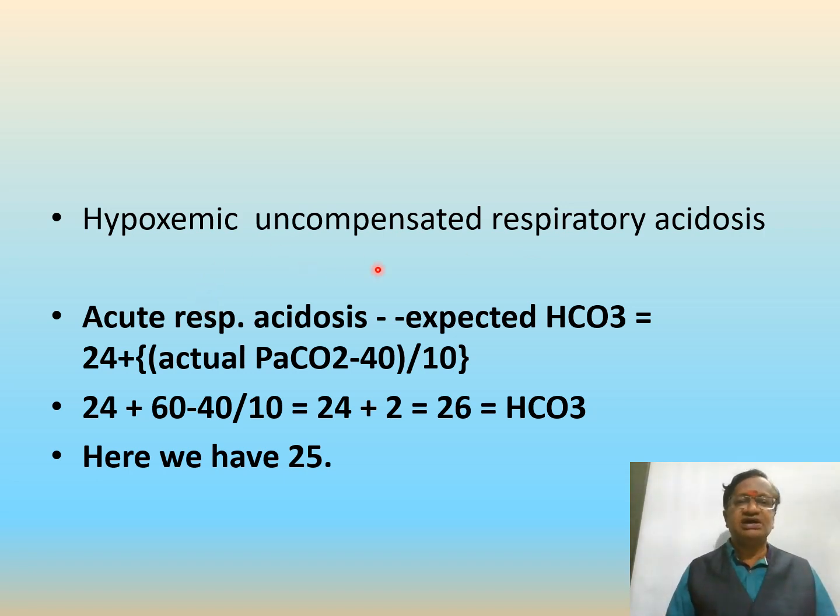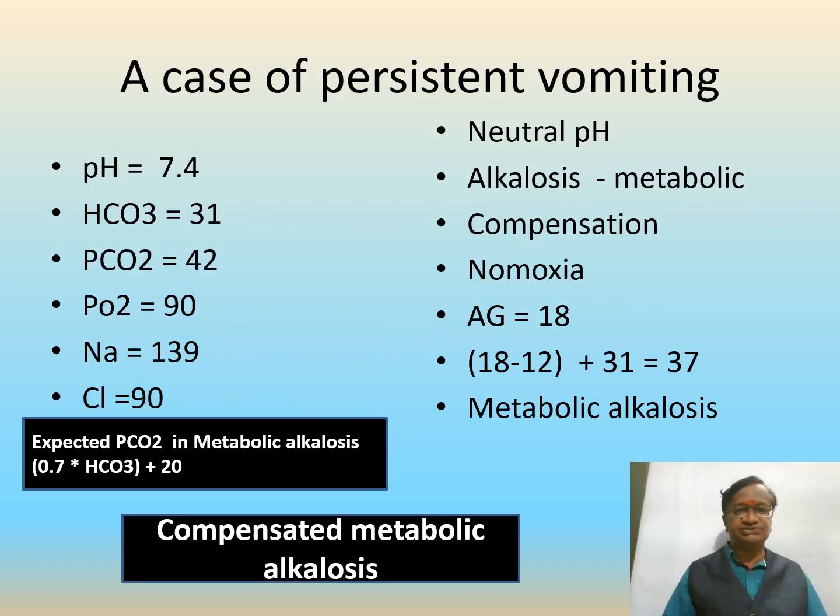Acute respiratory acidosis, what is the expected bicarb? Expected bicarb is 24 to 26. Now we have 25. So expected bicarb is 24 plus actual PCO2 minus 40 by 10. Actual PCO2 is 60 minus 40, 20 by 10, 24 plus 2. That is the bicarb. Now we have 25. Now we don't have 20 to find out there is an extra acidosis. We don't have 45 to find out an extra metabolic alkalosis. We have exactly the same thing. It is uncompensated respiratory acidosis.